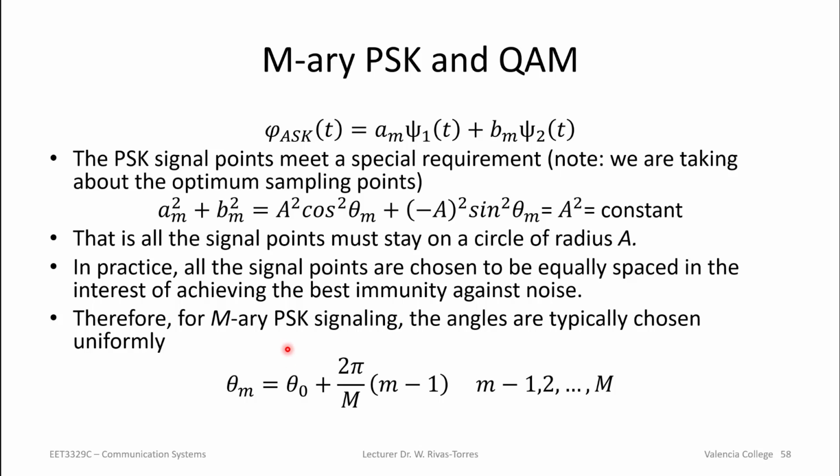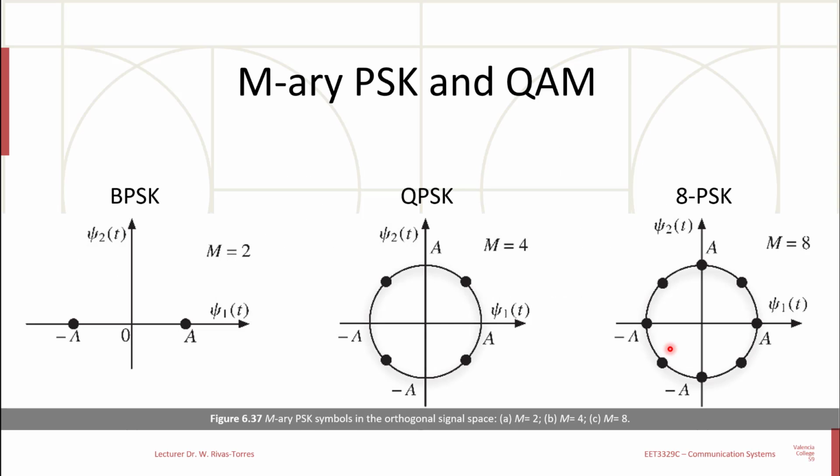In practice, all the points in the M-ary PSK are chosen to be equally spaced on this circle. So therefore, your phi of m, the theta of m, or the phases, you start off with some offset, and then 2 pi over M times (m minus 1). Those are the different phases of the different pulses that you're going to use for your M-ary PSK signal. So this is what we're talking about.